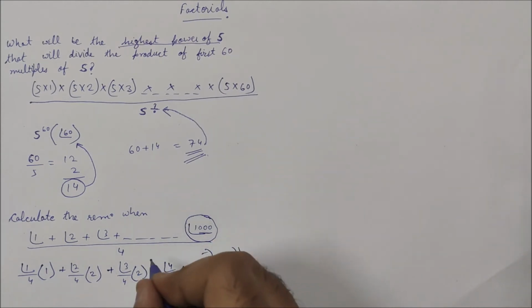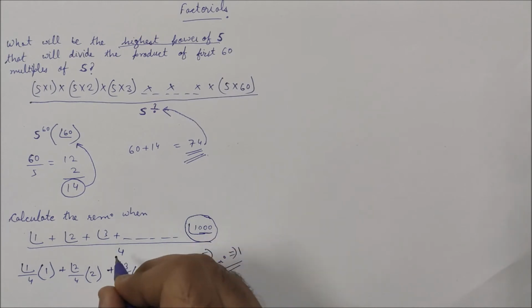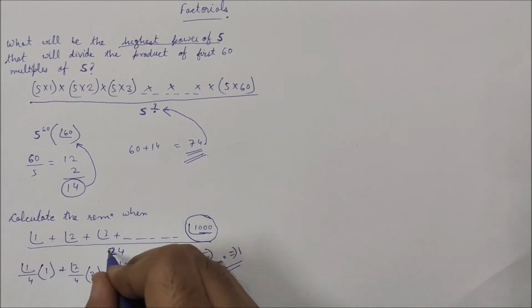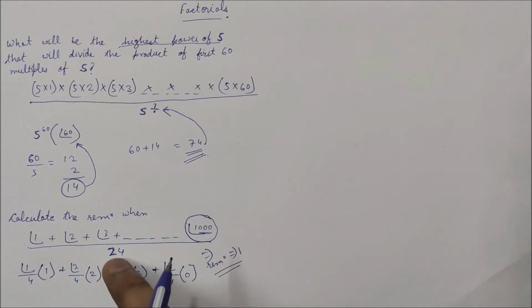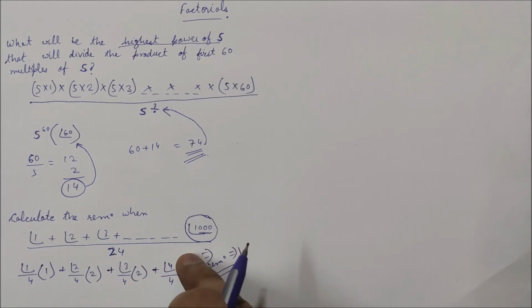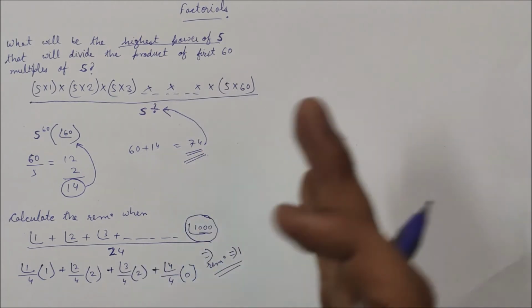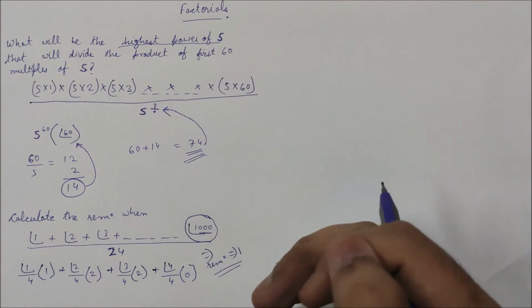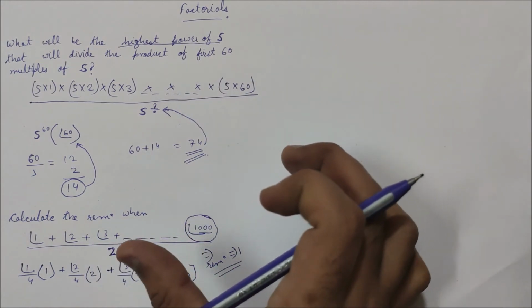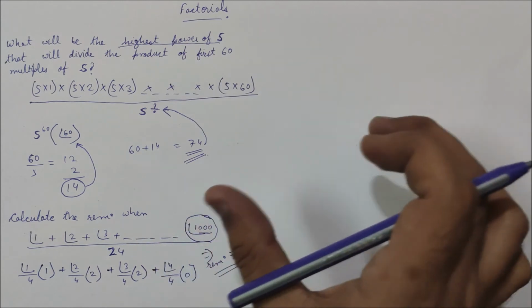Now had this question been, instead of 4, I divided by 24. Since factorial 4 is 24, and I know 24 when divided by 24 will give me a remainder of 0, every number beyond that will also give me a remainder of 0, because 24 is already a part of that multiplication, because it's a product.